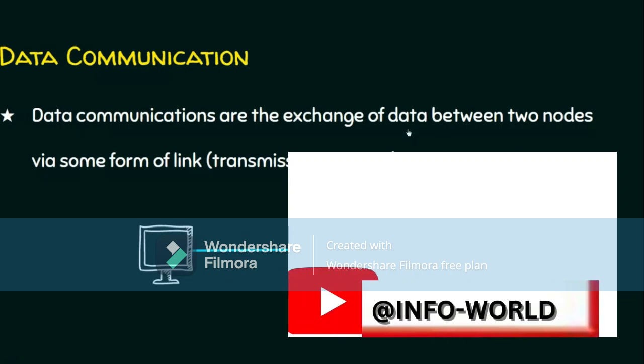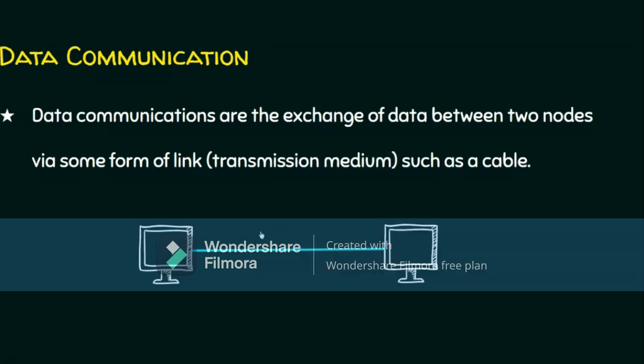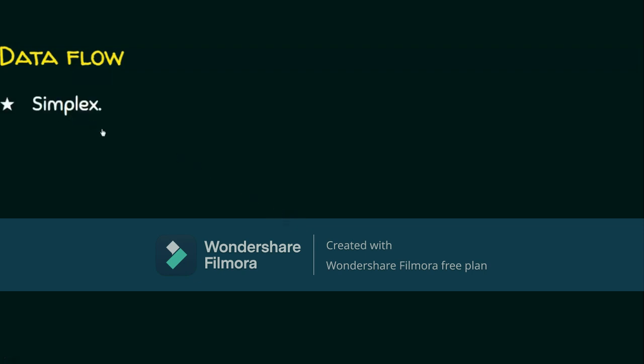to exchange data via some form of link or transmission medium. In this case, the transmission medium is the cable. We have seen data communication. It means two nodes are going to exchange data. Data flow means the data is going to flow from one node to another node. And there are three different flows: simplex, half duplex, full duplex. We shall see all these three data flows in detail.